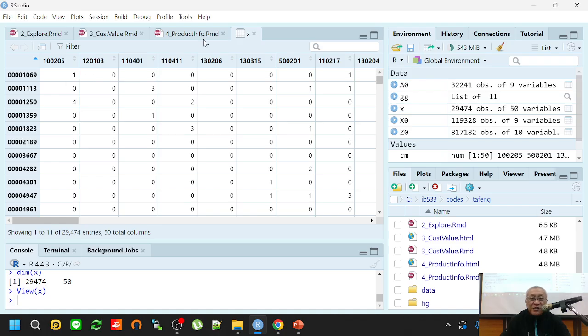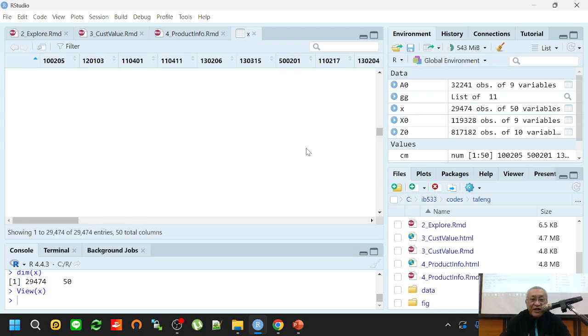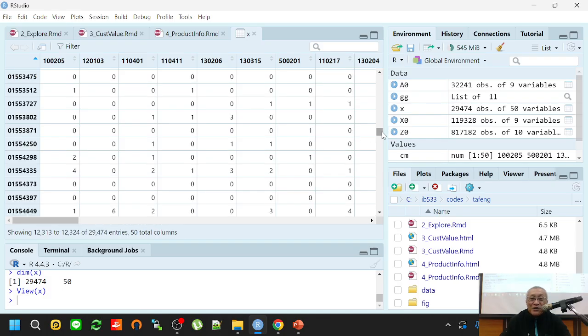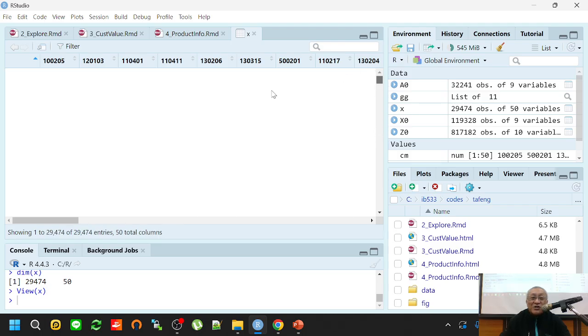as you can see, this matrix has so many entries and 50 columns. Each column is a product category, right? We only have 50 columns here, but we have so many customers, so it is actually a very lengthy matrix, right?